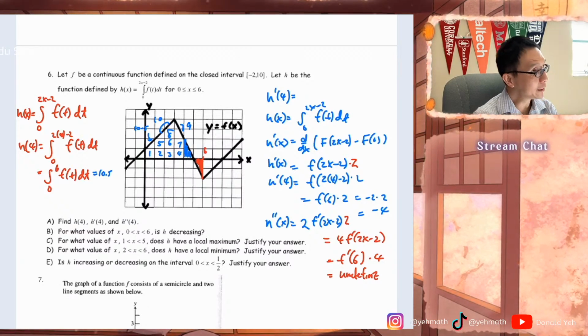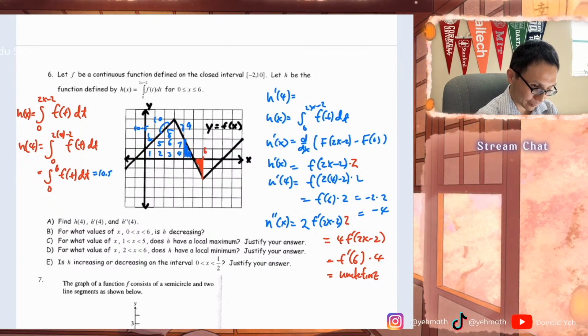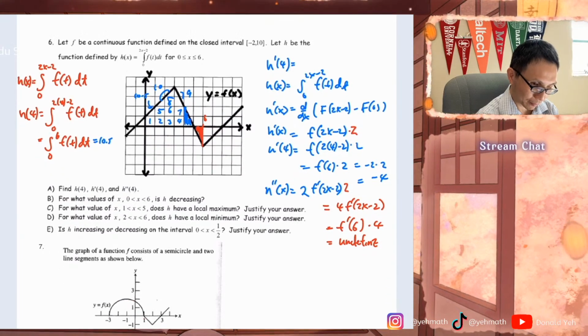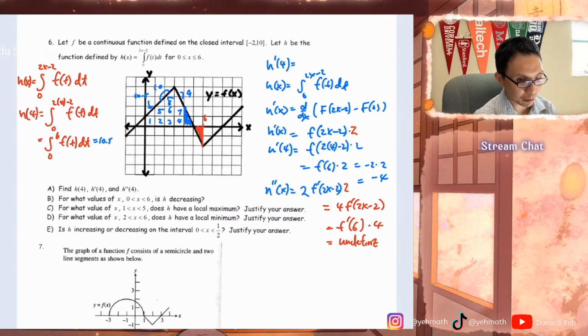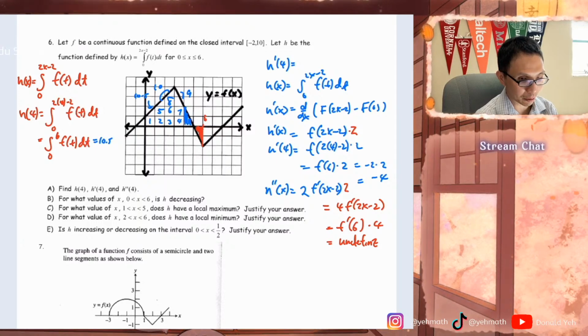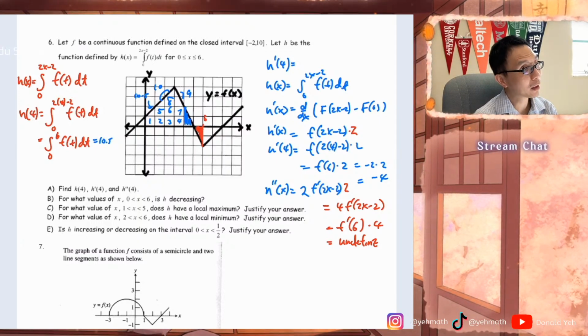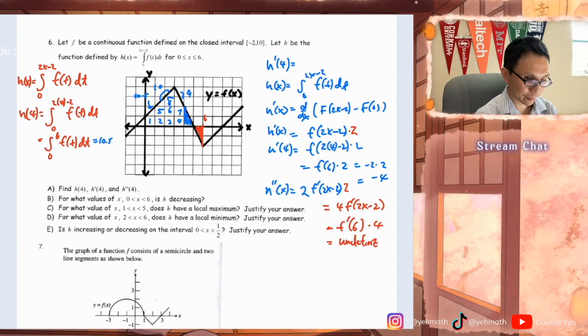Okay, are we okay here? Wait, can you explain the H double prime again? If I take a double prime, you mean the derivative or you mean the y is undefined? Yeah, just the entire H double prime again.